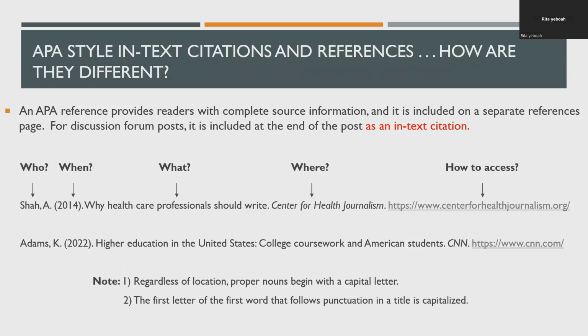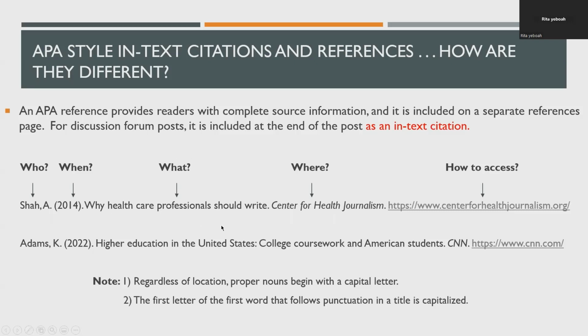This is from the very first reading we did in class. We have who, the author, so this is written by A. Shaw. In APA format, you don't write out the author's first name or middle name, you just provide their initials. When: this is when the source was published, in 2014. We always put that in parentheses like this. The what: this is the source itself, like the actual article or the actual web page. So, why healthcare professionals should write.